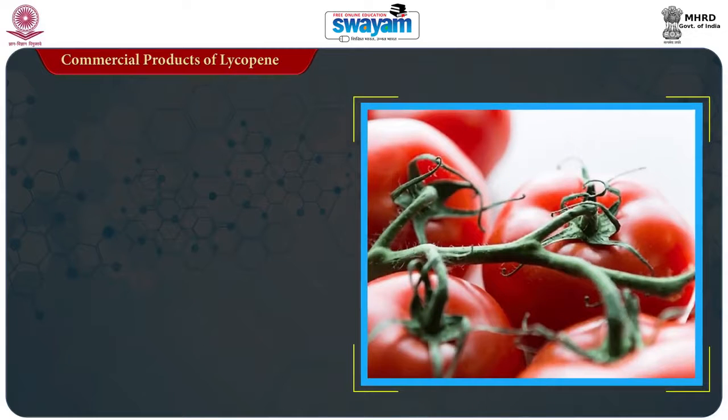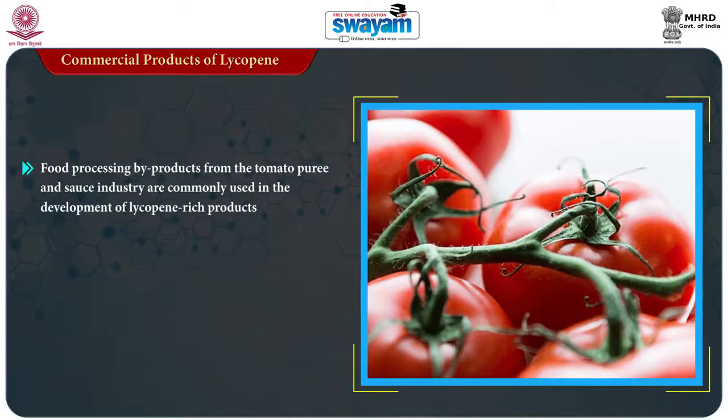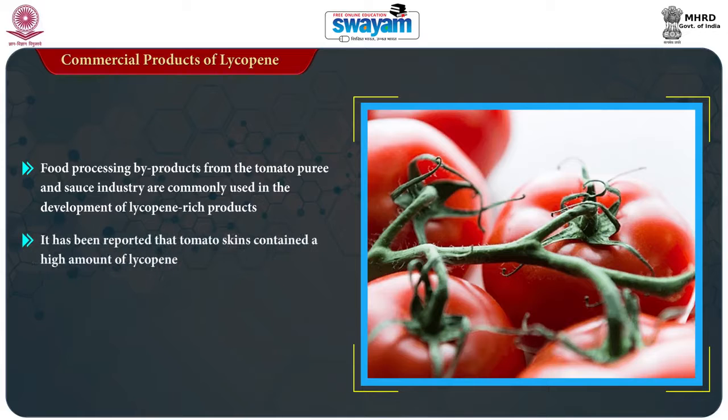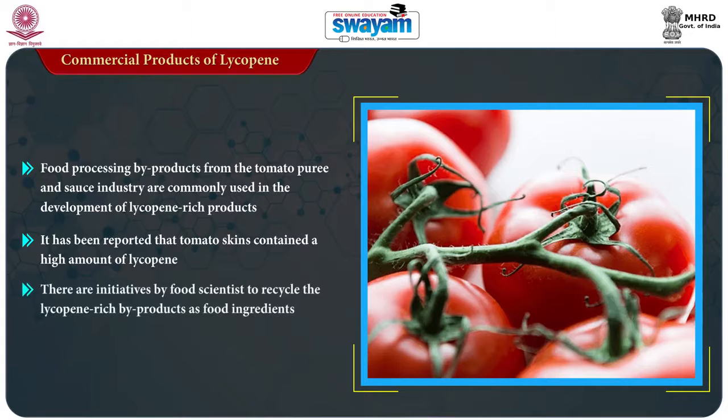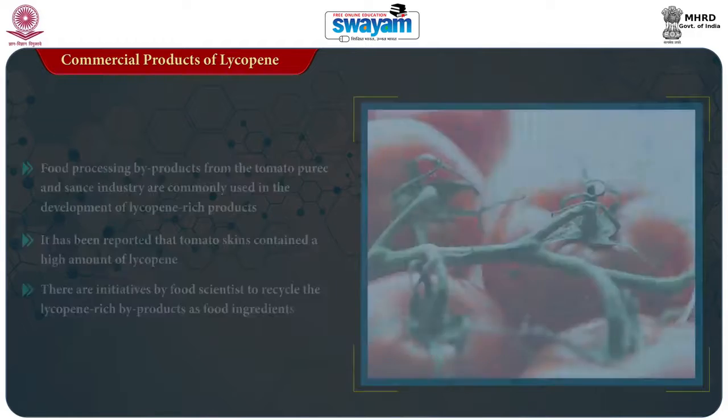Let us now understand the commercial products of lycopene. The food processing byproducts from the tomato puree and sauce industry are commonly used in the development of lycopene-rich products. It has been reported that tomato skin contains a high amount of lycopene. There are initiatives by food scientists to recycle lycopene-rich products as a food ingredient.